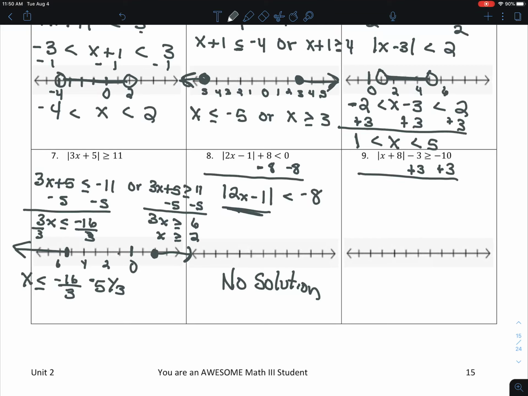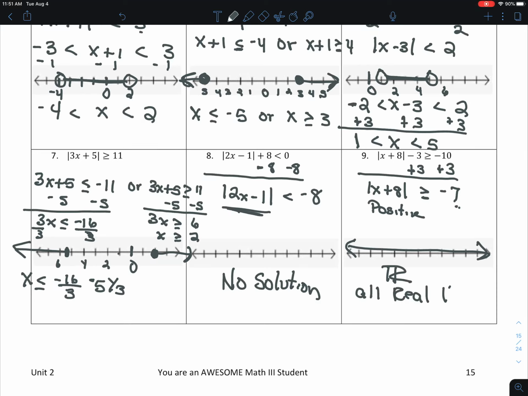So if we look at 9, again, I probably should not have given you that one to do on your own. We get the absolute value of x plus 8 is greater than or equal to negative 7. Now this is different. What do we know about this? This is always positive. And so all positive numbers are going to be greater than a negative number. So the solution to this is all real numbers.